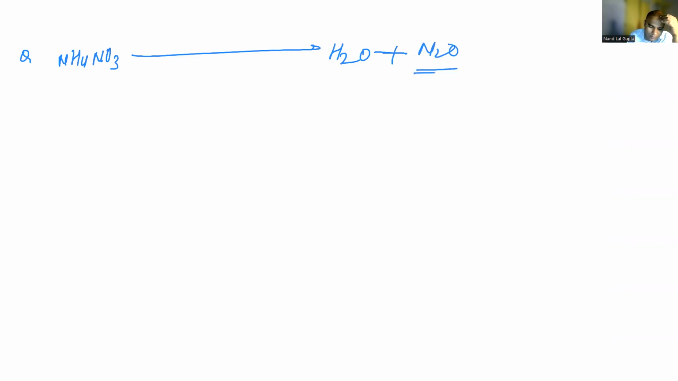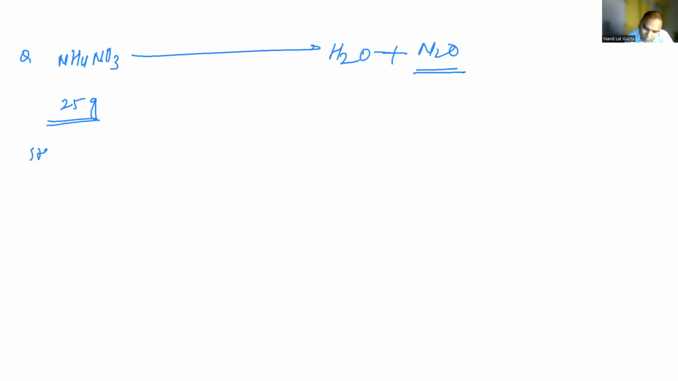Let's see this question. It's not a very tough question, very, very easy. Initially I think summer vacation created a little bit of an issue. See, they are saying NH4NO3 produces H2O plus N2O. Decomposition. Determine the amount of H2O produced when 25 gram NH4NO3 is reacted. This one has given 25 gram.